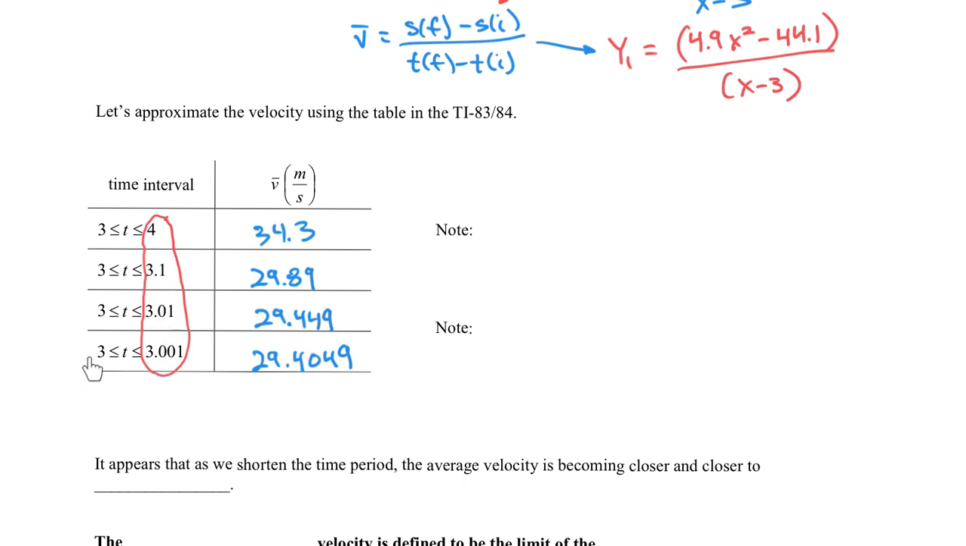We could just as easily have values less than 3, like 2.9, 2.99, 2.999. But you should notice the same pattern. It looks like we can make this as close to 29.4 as we want to. So just looking at this right here, it appears that as we shorten the time interval, the average velocity is becoming closer and closer to 29.4 meters per second.